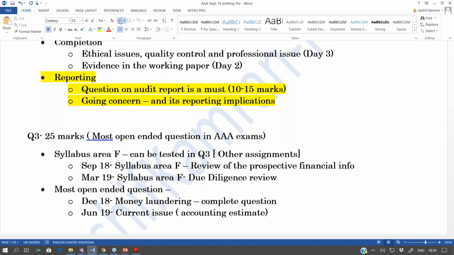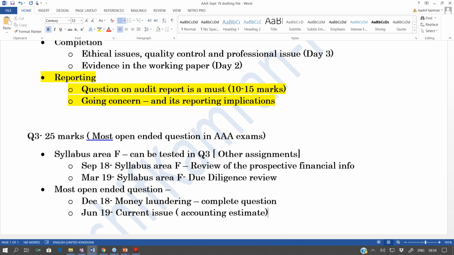Current issue is basically syllabus area G. And whenever an article is published on syllabus area G, then only the examiner tests the current issues. So for September exams, we are standing on the 5th of August today. So far, there is no article on current issues. So do you expect a current issue for September exams? So far, no, because there is no current issue article yet.